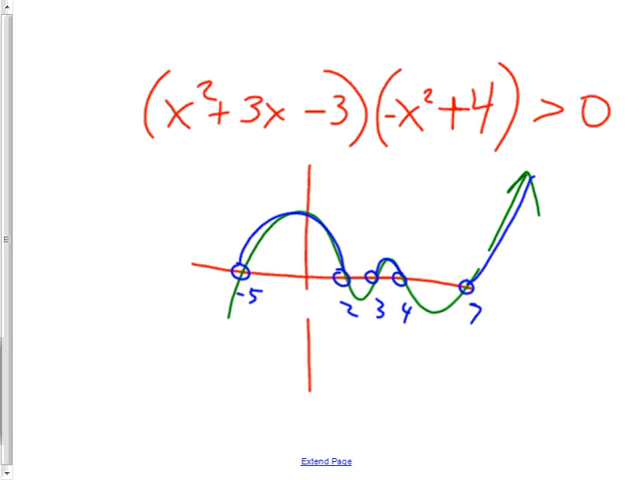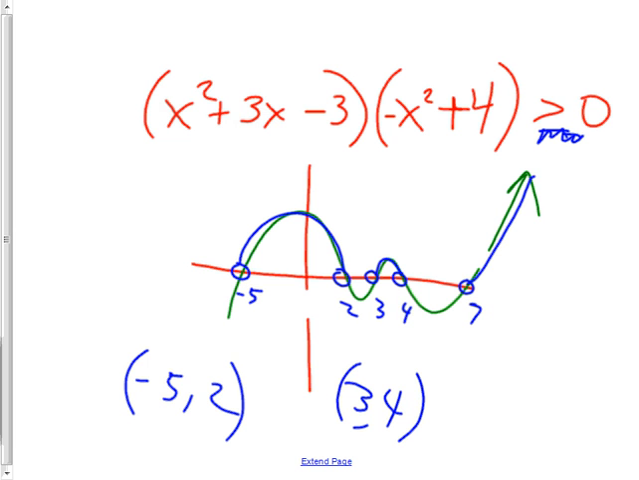When is this function bigger than 0? You should have said from -5 to 2. Do you agree with my parentheses? Good, because there's no or equal. If I changed this to an or equal, you'd have to use brackets, but I didn't. Then from 3 to 4, and from 7 to infinity. I'm going to put unions between them, and there we go. Raise your hand if you understood that.